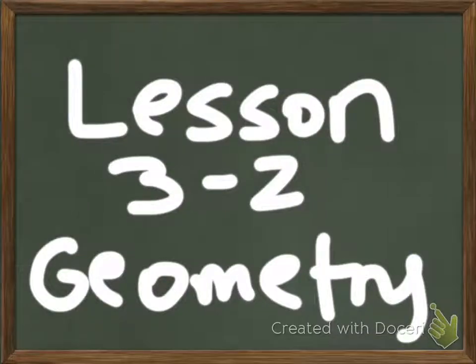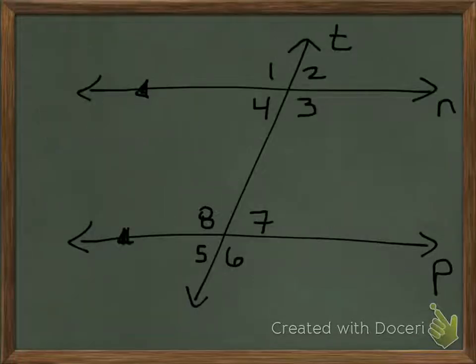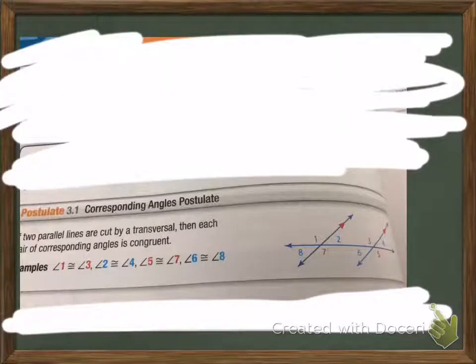Today we're looking at lesson 3.2, which is on angles and parallel lines for geometry. There are several postulates and theorems in this lesson that I'm going to indicate, and we're also going to have to use them for our explanation. This is the first one that they've indicated, and that's the corresponding angles postulate.